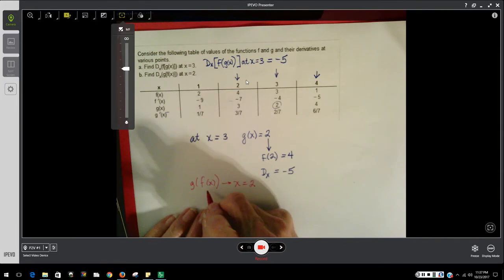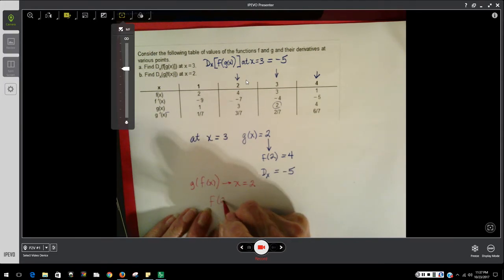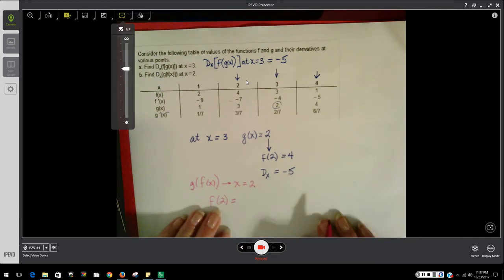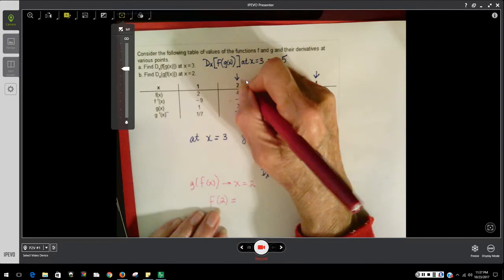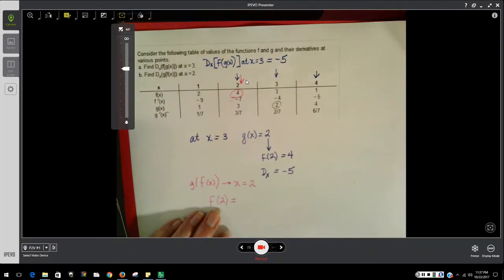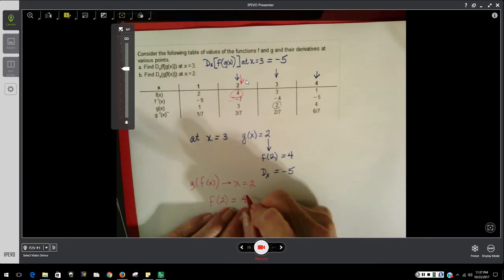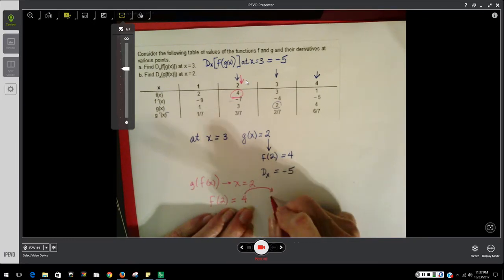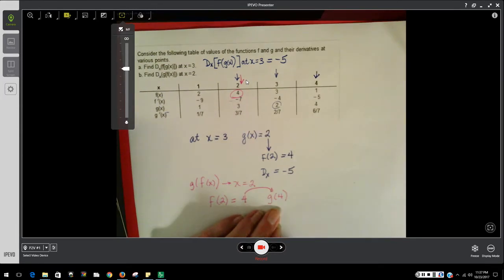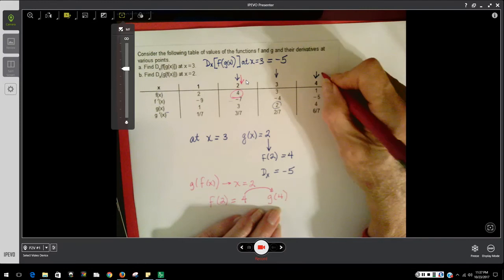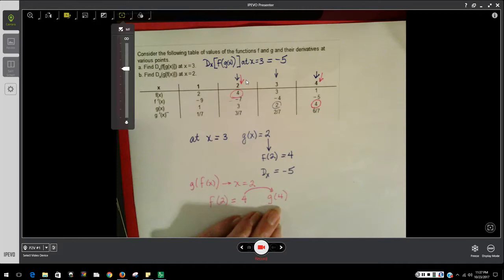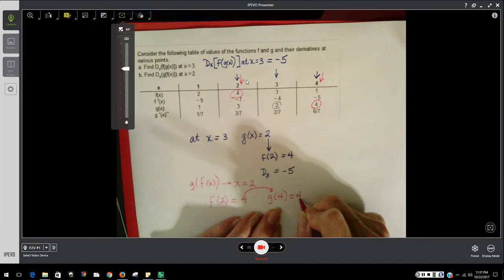Which means we're first of all going to find out what is f of 2, because that's our starting point. So f of 2 means we go to 2 and find the value of the function, which is 4. So that means the input for g is 4. So then we go to the number 4 and we find the value of g. And it turns out that that's equal to 4.